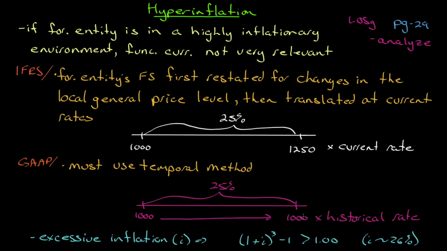Brings up the question: what do you mean excessive inflation? At what rate of inflation do we actually use these policies? And it is a 3-year thing. It's 1 plus i, being the inflation rate, to the power of 3, minus 1, must be greater than 1. So what this is saying is, if the inflation rate were about 26%, it would be 1.26 to the power of 3 minus 1 would be greater than 1. Or, in more simple words, the compounded inflation rate over 3 years is greater than 100%. Then you would use these methods.